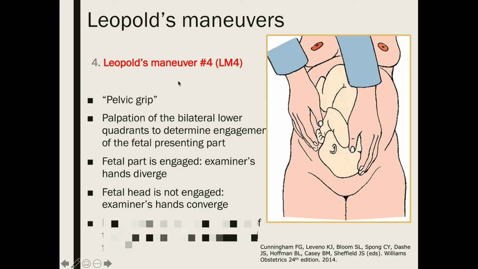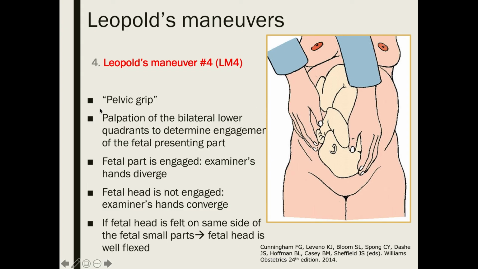And lastly, we have Leopold's maneuver 4 or LM4. So this is what we call the pelvic grip. Leopold's maneuver 4 is the only maneuver where the examiner will face the patient's feet, because in the previous 3 maneuvers, the examiner is facing the patient's head. So at this point, the examiner will face the patient's feet. And so, the examiner will palpate the bilateral lower quadrants to determine engagement of the fetal presenting part. If the fetal part is already engaged, then the examiner's hands, such as so, will diverge. Okay? So, if the fetal head is not yet engaged, then the examiner's hands will converge in the middle.